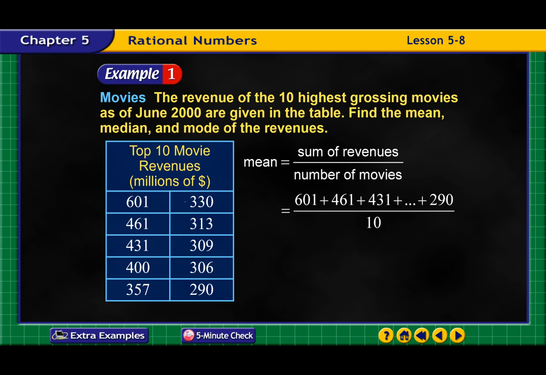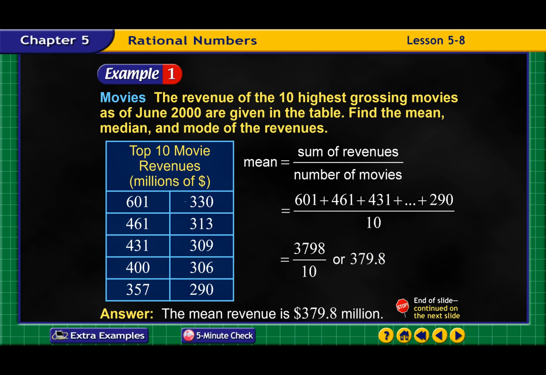So I'd add all the numbers, 601 plus 461 plus 361, and you'd probably punch all that in your calculator. I'd be okay if you wrote it with these triple dots to the last one. If you want to write it down that way, that would count as showing your work, divided by however many movies there are. Once I add them all together, it comes out to 3798 divided by 10. So my answer would be $379.8 million.